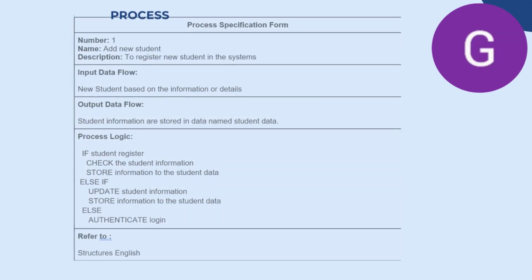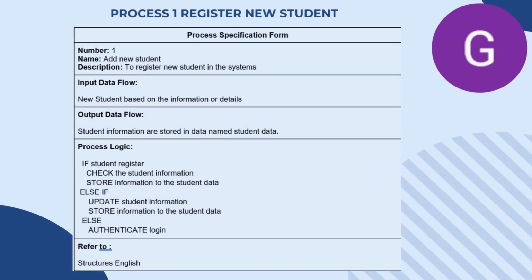Going on to the process specification form, we have three processes. First of all, we have the process of registering a new student. We will add the name of the student, and in the description, we'll add the new student in the system, and then we will add the student's information based on the details given.